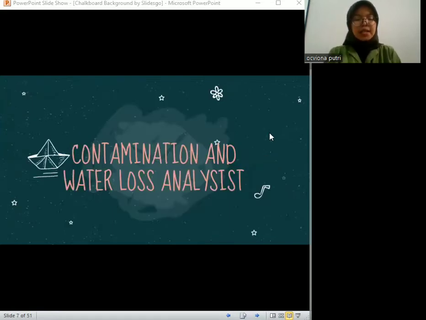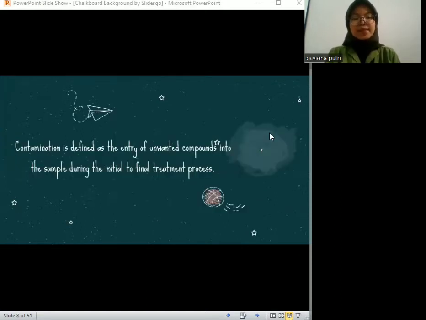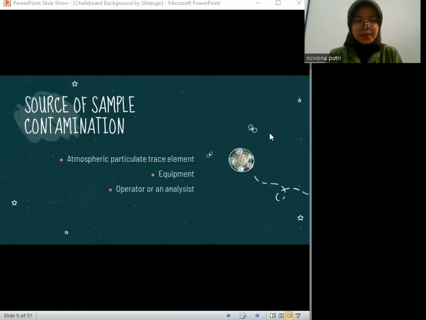The next part of the topic is contamination and water loss analysis. Contamination is defined as the entry of unwanted compounds into the sample during the initial to final treatment process. Sources of sample contamination: the first is atmospheric particulate trace elements, the second is equipment, and thirdly the operator or analyst.